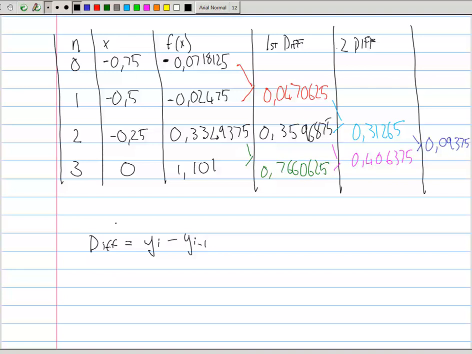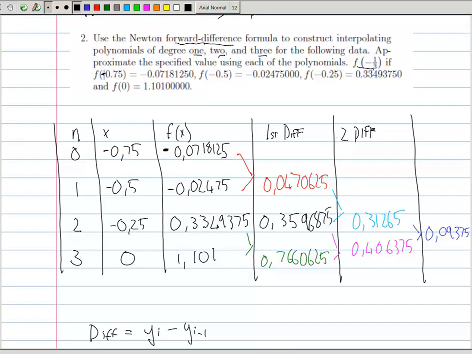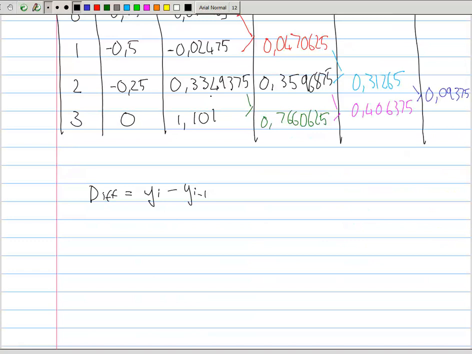So it says using the Newton forward difference formula. That right there, forward difference formula. So what is that formula? Our forward difference formula, I'm going to go P_n(x) is going to be equal to, this is specifically for forward difference, so we're looking at forward terms.